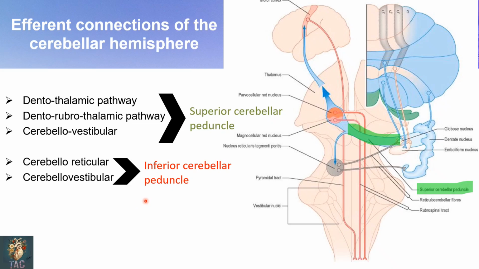Fibers which are going through the inferior cerebellar peduncle are the cerebelloreticular fibers. Here you can see the nucleus reticularis pontis, and these are the cerebelloreticular fibers which are coming to the reticular formation. Similarly, the cerebellovestibular fibers which are going to the vestibular nuclear complex are also going through the inferior cerebellar peduncle. So these two fibers, the cerebelloreticular fibers and the cerebellovestibular fibers, are going through the inferior cerebellar peduncle, while the fibers which are going to the cerebral cortex are going through the superior cerebellar peduncles.